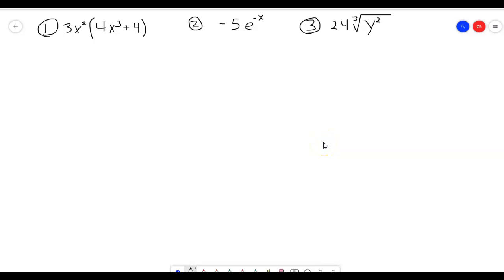Beckstrom, and today I just wanted to do a quick quiz 2 review, just to give you an idea of the kind of questions that are going to be on here. You're going to see mostly problems from section 3.3 and 3.4. These are going to be the product and the quotient rule problems.